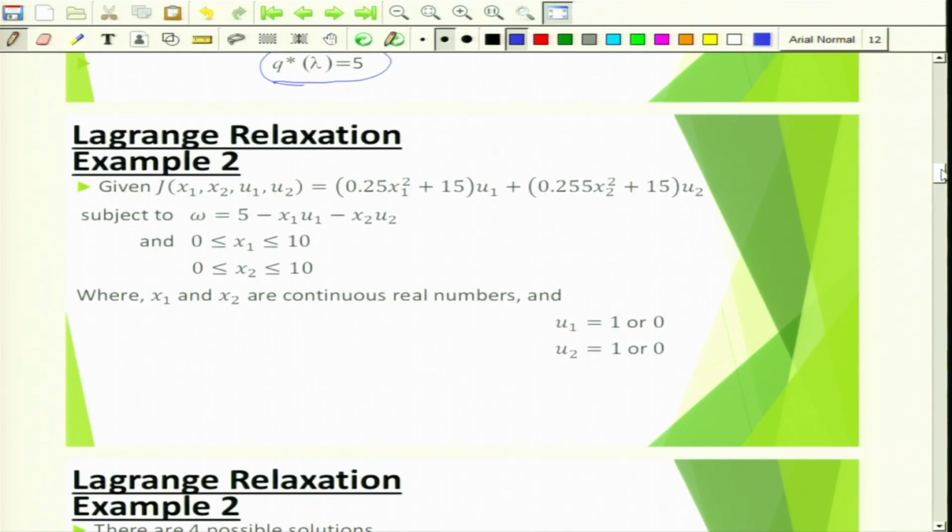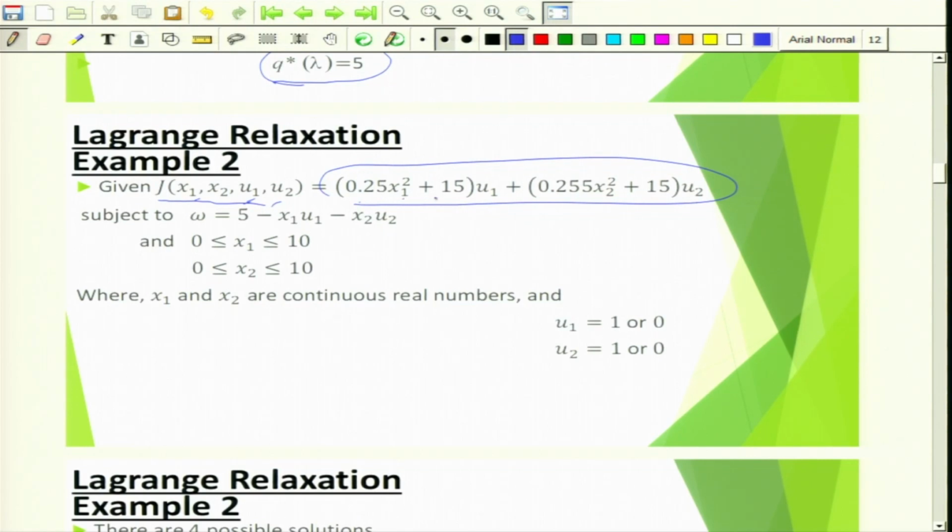Now let us say there is a function which has two variables x1 and x2, and there are two variables which are integer type, u1, u2, either 1 or 0. This indicates that the generator could be on or off, right? So this is the function.